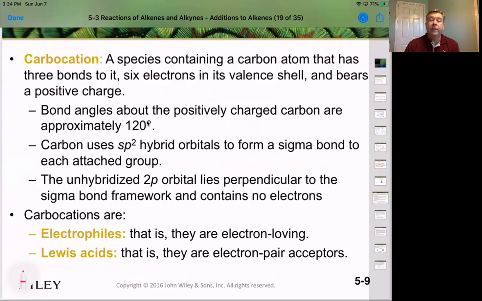So what that means is now our carbocation is what we call an electrophile. It is seeking electrons to bond to. And remember, Lewis acids are things that accept electron pairs. So our carbocation can be called an electrophile, or it can be called a Lewis acid. They're basically saying the same thing. They are willing to accept electron pairs to form a new sigma bond.